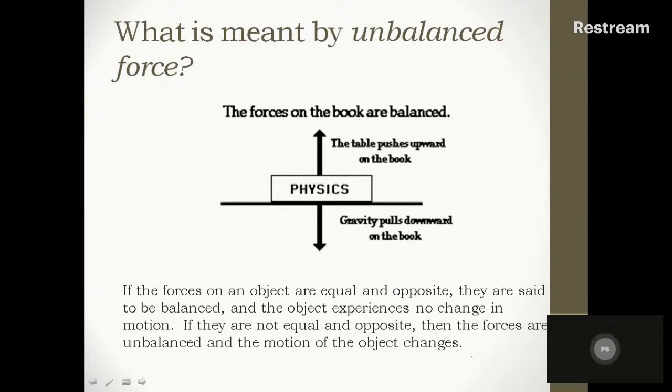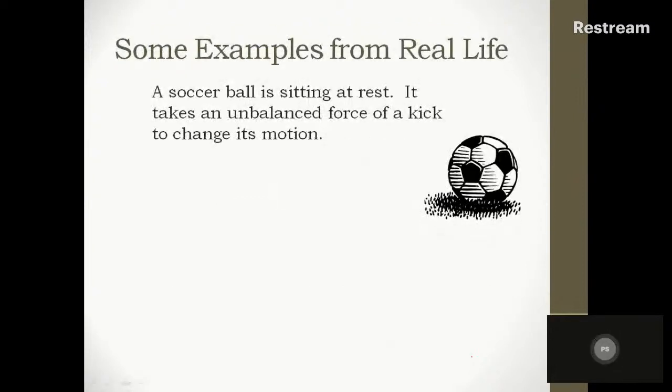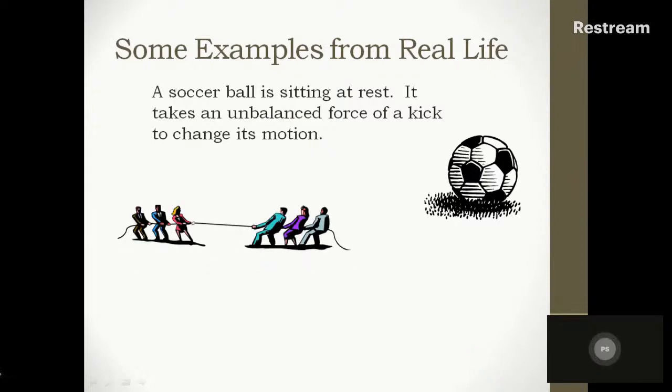So what happens here? If the energy is more in one of the groups, then the rope will of course go to their team and they will win. But if the forces exerted by both groups are equal and opposite, then they will be balanced. Then the object doesn't even move. There will be no motion. Okay, balanced and unbalanced force. Hope you all got it. Some examples from real life. A soccer ball is sitting at rest. It takes an unbalanced force to change its motion. Tug of war, I told you guys, right?